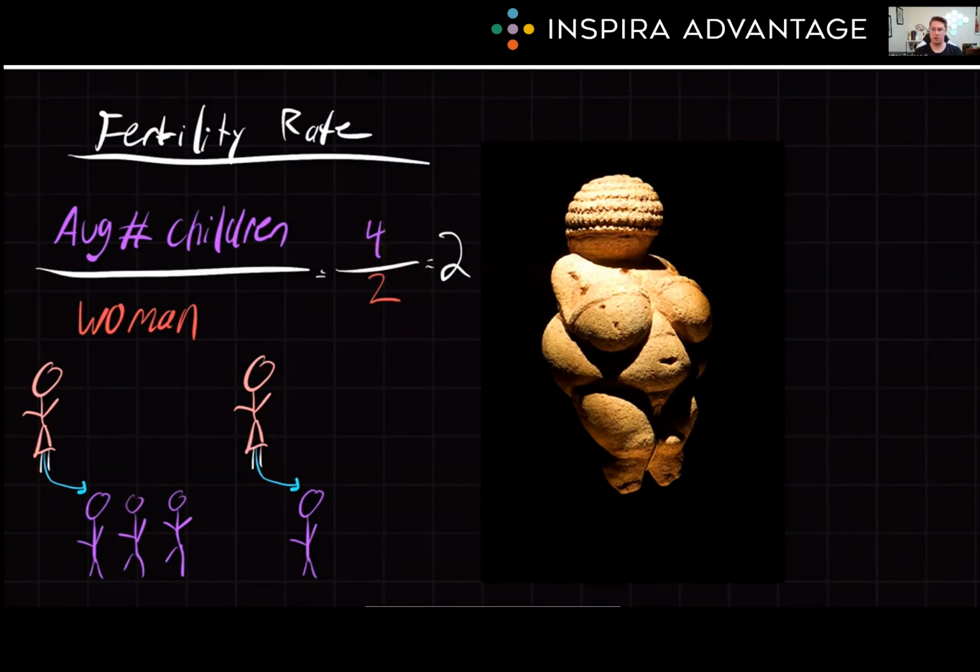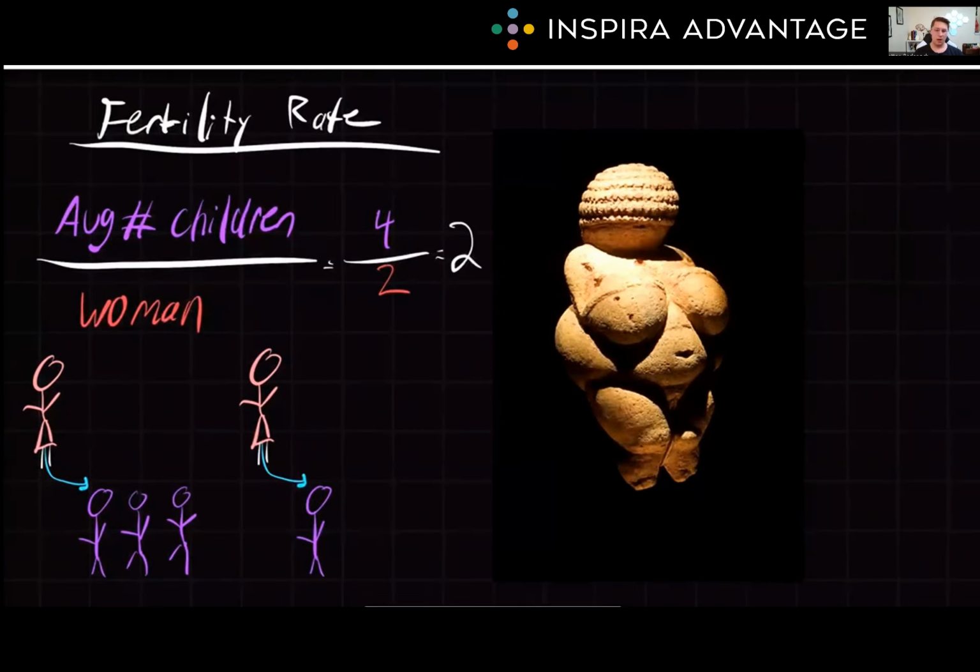And you might think, well, this is perfect, right? This is going to be in perfect balance. But some of these kids are going to die before they reproduce. So even if there is a fertility rate of exactly 2, the population is still going to decline over time. So if you don't want the population to decline, usually the replacement is around 2.1, but it depends on the country and the population.